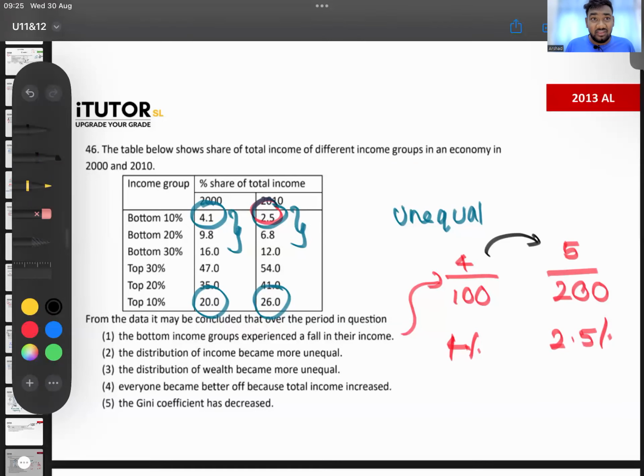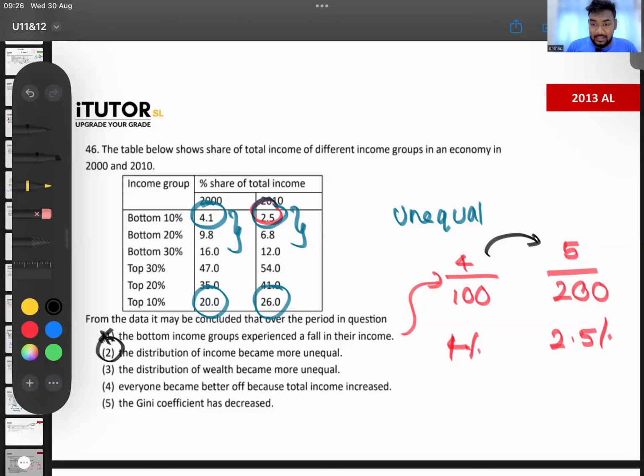That is what I want you all to properly figure out. Just because their share has fallen, you can't say that their income has fallen, because the share is as a percentage of the total income. Now, with 10 years, obviously the country has grown, guys. Incomes increase with time, that's the normal way. So you can't say number 1. Then, guys, distribution of income became more unequal. Can you say that? Yes, guys. You can see, poor people's share went down, rich people's share went up. So this one you can say, maybe this is the answer.